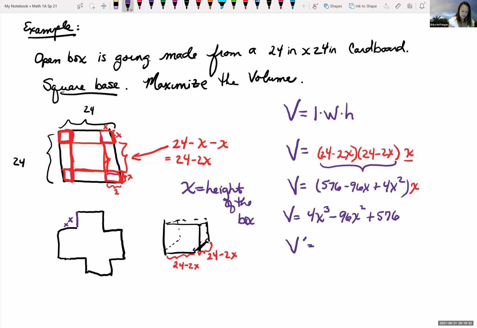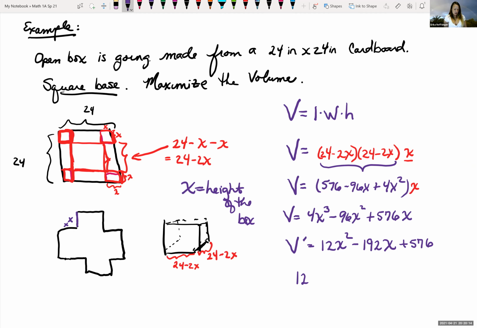So the derivative of 4x cubed is 12x squared minus the derivative of 96x squared. So 96 times 2, that's 192. So minus 192x. And the derivative of 576 is 0. Wait, there should be an x behind 576 because we're multiplying x across everything. Oh, you are. Thank you. Yes. And so the derivative of 576x is 576.